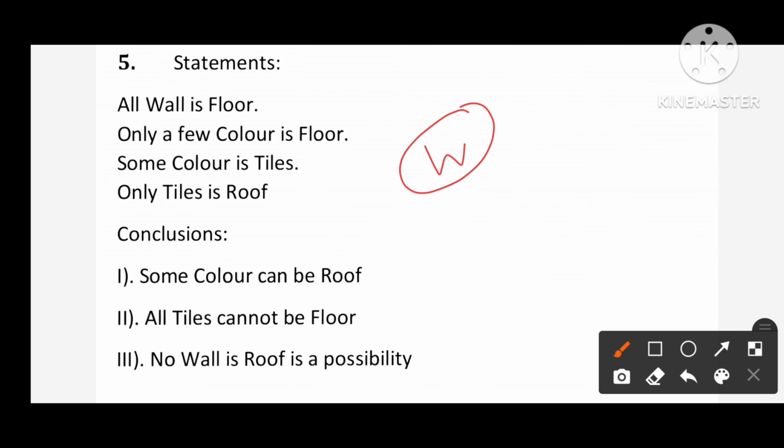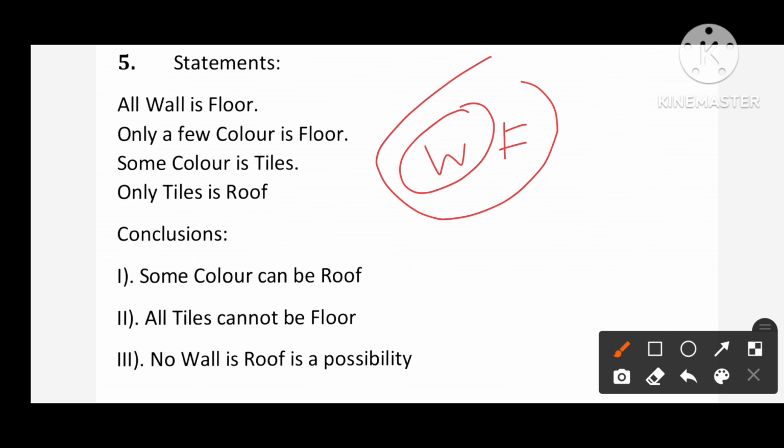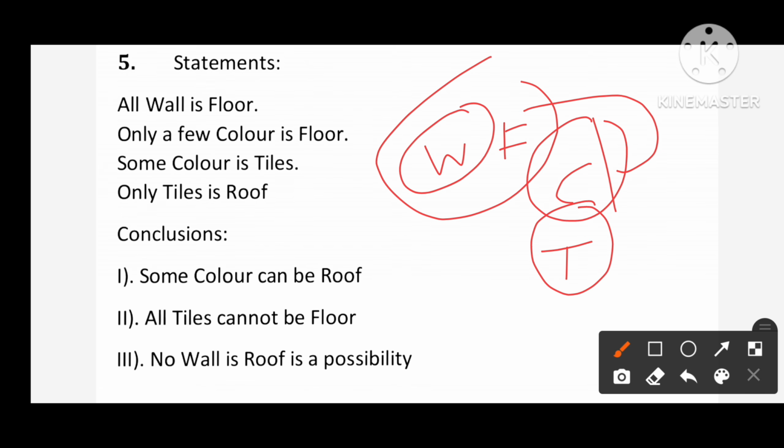All wall is floor. Only a few color is floor. Next one, some color is tiles. Only tiles is roof, so roof is inside tiles and doesn't share with anything except tiles. Okay, conclusions. Some color can be roof. Roof cannot share with anything except tiles, so this case fails.